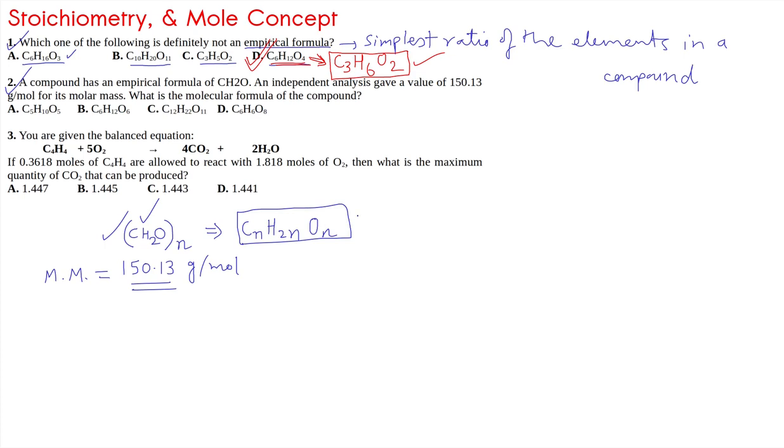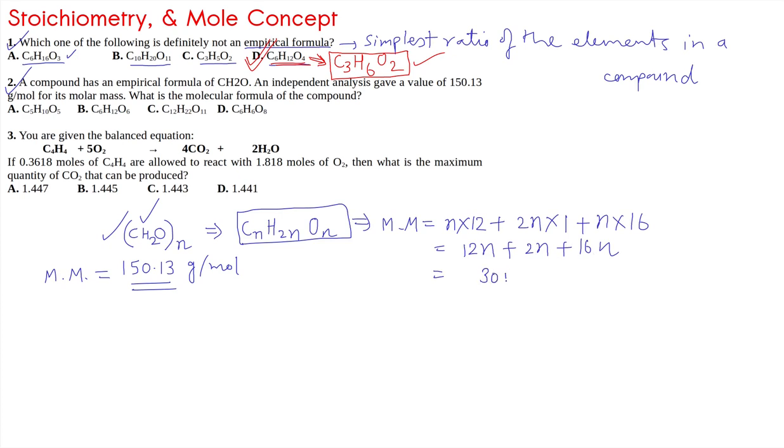So let us see, if the molecular formula is this, then what should be the molecular mass of this compound according to this formula? It will be n into atomic mass of carbon, which is 12, plus 2n into atomic mass of hydrogen, which is 1. You should know that. And n times atomic weight of oxygen, which is 16. So basically this is 12n plus 2n plus 16n. And how much will this total be? 12 plus 2 is 14, 14 plus 16 is 30.